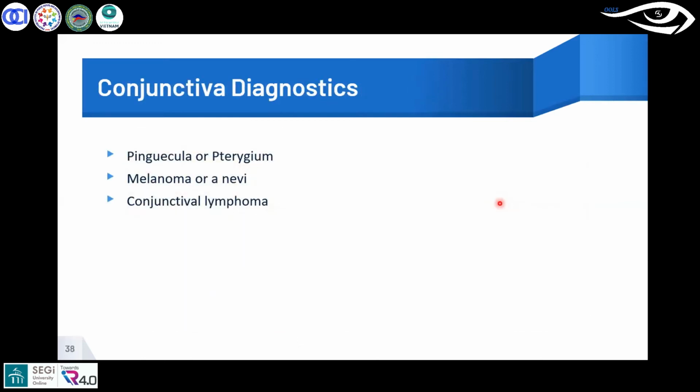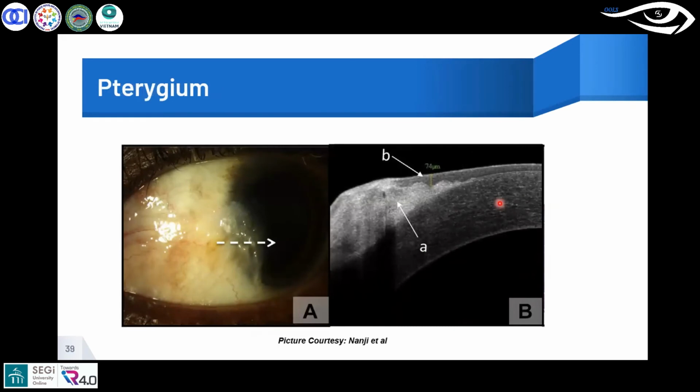Next we are moving on to conjunctival diagnostics. I'll talk about these three very generally, and then we'll go on to glaucoma diagnostics. The first thing is pterygium or pinguecula. You must know that it is non-cancerous, but there is a triangular growth over the cornea. Sometimes there might be a thickened epithelium, and it might be slightly hyperreflective. In this case it is not hyperreflective, but the location where the actual growth is present will be extremely hyperreflective. This growth location would ideally be between the Bowman's membrane and the epithelium.